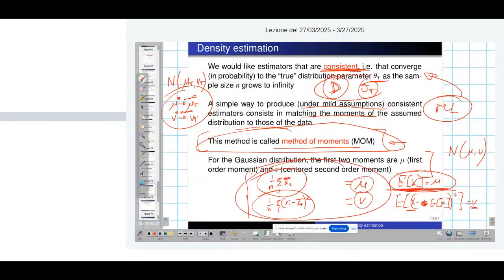So we match the moments of the distribution with the corresponding empirical moments computed on the data. This will give us equations in terms of the distribution parameters, and this will give us a solution that tells us what are the estimates that we will use for the model parameters. Now, for the Gaussian distribution, this is straightforward because the first moment is exactly mu and the second centered moment is exactly v. Now, this is not always the case. For other distributions that are more complex, the expectation of x may be a function of the parameters and so on.